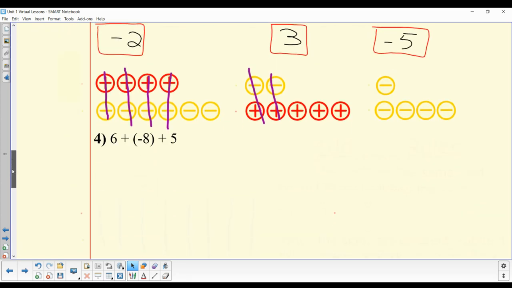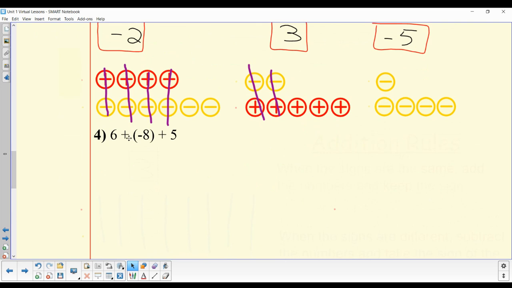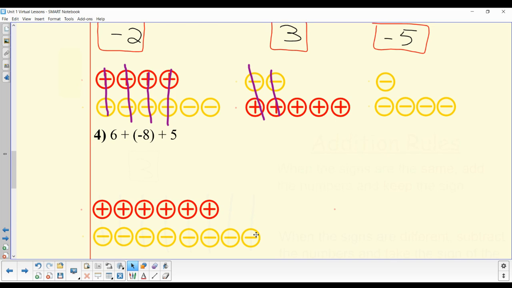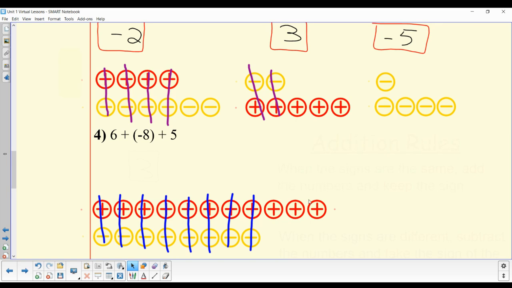I'm going to do a few more examples. When you have 3 numbers, you do it pretty much the same way. You start with +6. +6 means you have 6 positive tiles, 1, 2, 3, 4, 5, 6. Added to a -8. Now -8 means we have 8 negative tiles. And then there's +5. So for the +5, I'm going to add 5 more positive tiles, 1, 2, 3, 4, 5, to the end of the tiles I already had. I cancel out all of my zero pairs, and when we're done, there are 3 positive tiles left over, meaning your answer is +3.